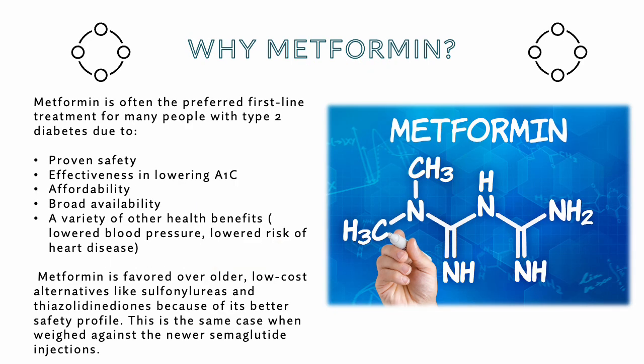So, why is metformin a go-to treatment for type 2 diabetes? There are several key reasons. First, it has a proven track record of safety. We know a lot about it, and it's generally well tolerated. Second, it's effective at lowering A1C, which is a measure of your average blood sugar over time. Thirdly, it's generally affordable, making it accessible for many people. It also has broad availability, meaning it's widely accessible in pharmacies.